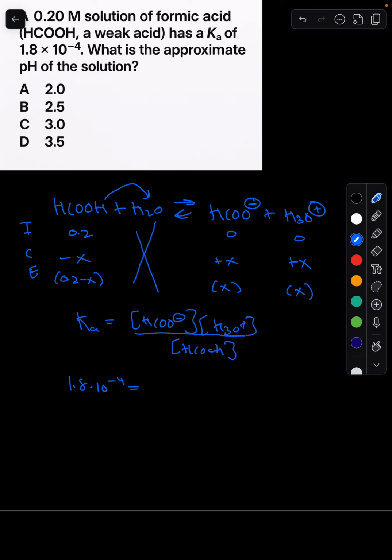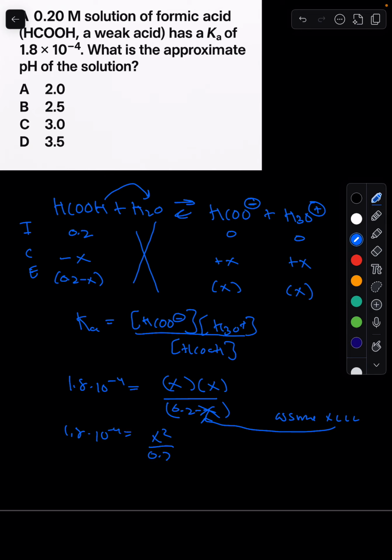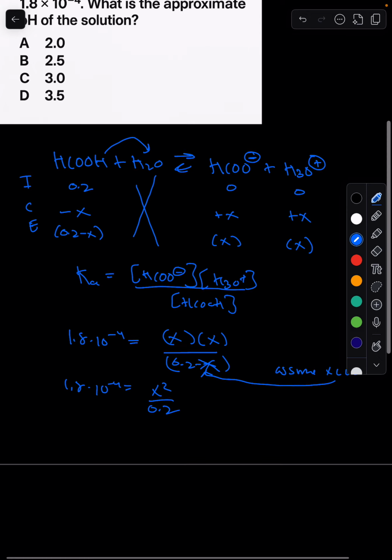HCOOH is just going to be x, and then 0.2 minus x. Here, you can do this quick trick. You assume x here is really, really small, so basically 0, because it's going to be very small. And this basically gets rid of this x down here. And now what we have is x squared over 0.2. And this problem becomes a lot more manageable, and it gives you a very good approximate solution.